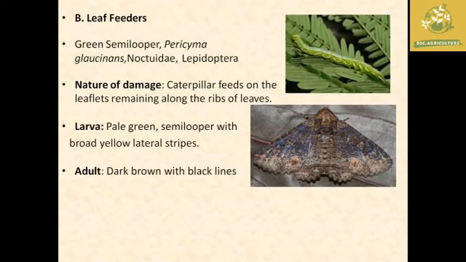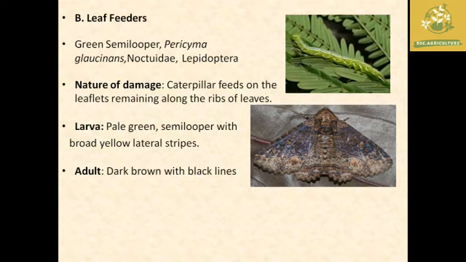And the next one is leaf feeders of the green manures. So while seeing about the leaf feeders, the first one we are going to see is a green semilooper, where the scientific name is Perigea glaucanensis, the family is Noctuidae, and the order is Lepidoptera. So the nature of damage is defoliation.